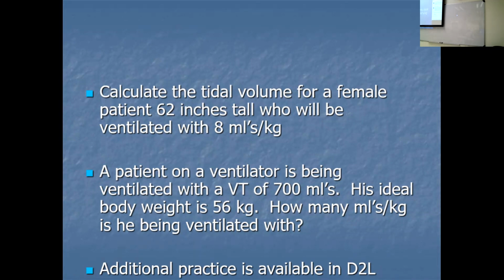Okay, of course, we've got to do it in reverse, don't we? We start our shift, you get your report from the previous respiratory therapist, and you go to the ventilator and you want to make sure that the tidal volume being delivered to the patient is good. So we've got a patient on the ventilator with a tidal volume of 700 mLs. How do you figure out if it's within 6 to 8 mLs per kilogram? Would you just divide 700 by 56? Very good.